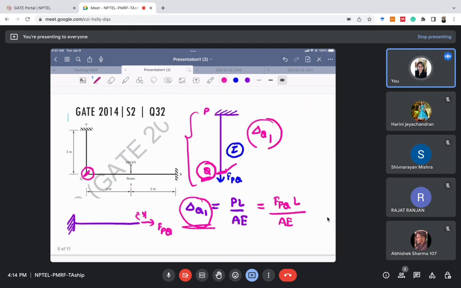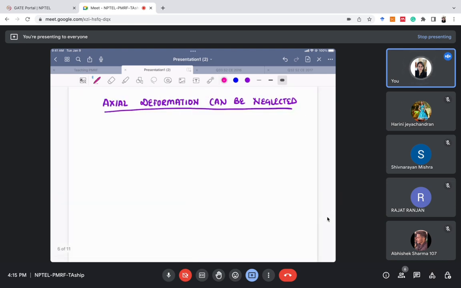In this part of the beam, there are flexural deformations, meaning the deformation due to bending of the beam. There will be bending of this beam, and this part PQ is deforming axially only because only axial force is applied to it. In any structure, the axial deformations are very, very small as compared to the flexural deformations. So this is another reason we can neglect the axial deformation. This part is very important for this problem.